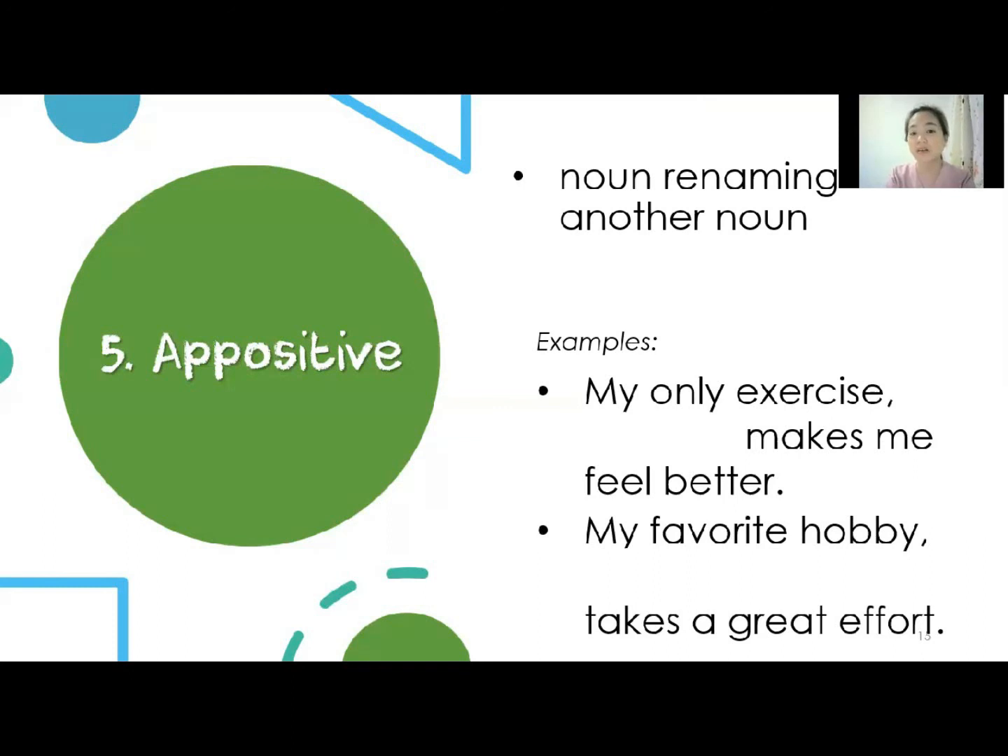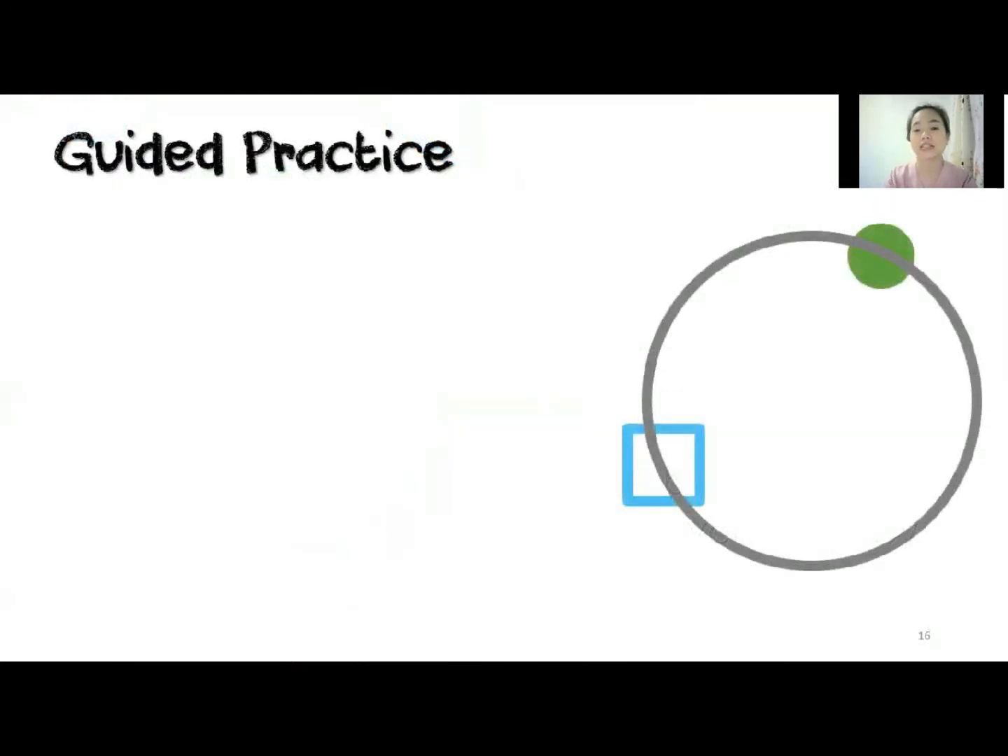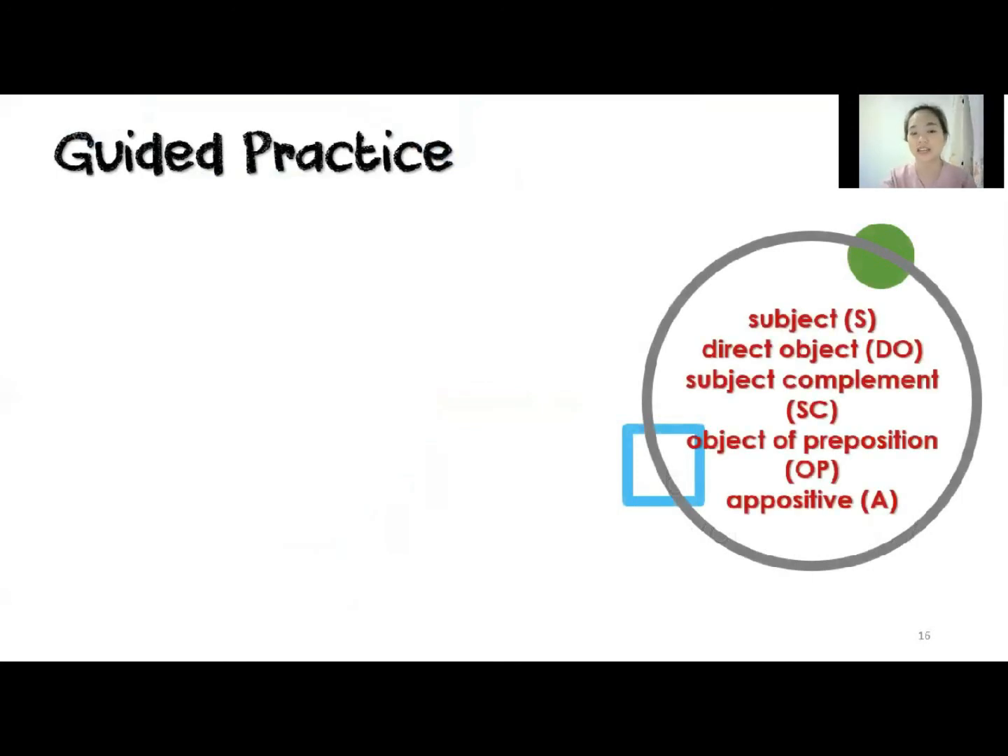We have five examples of functions of gerund. Before we proceed to the guided practice, let us review the five functions of a gerund in a sentence. We have subject, which answers the question what. Direct object answers the question what, but is found after a verb. Subject complement is found after the linking verbs. Object of preposition is found after prepositions. And appositive renames the subject or a noun, commonly between two commas, and even if we remove it, the sentence is still complete in thought.